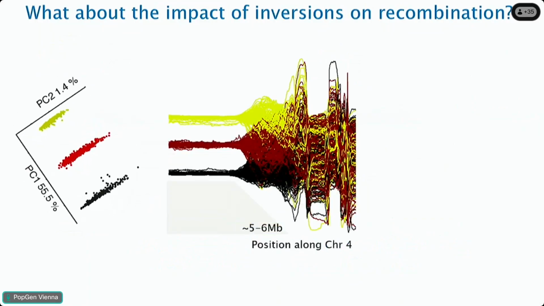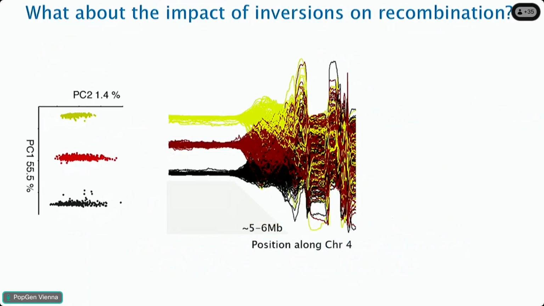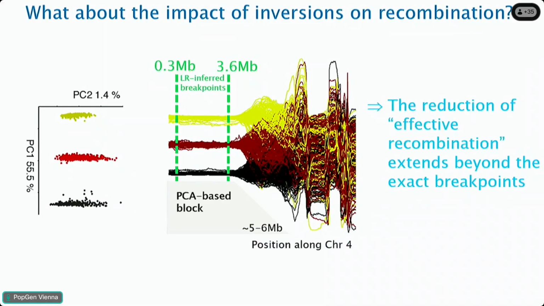And with this, we can also look at it a little bit differently. I show you the PCA that really represents the block that does not recombine. Here you see the block that does not recombine extends over 5 to 6 megabases, even a little bit longer. But this is where the breakpoints are. So with this inversion, it seems that the recombination suppression extends beyond the breakpoint. It seems that's also observed in Drosophila, and I'm curious to hear if it's observed in other species.